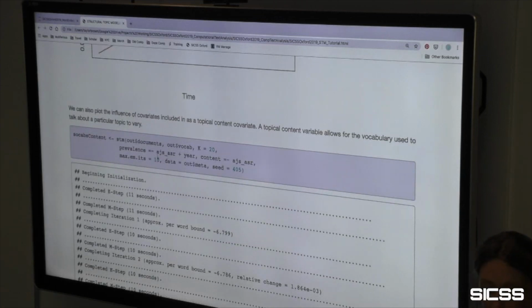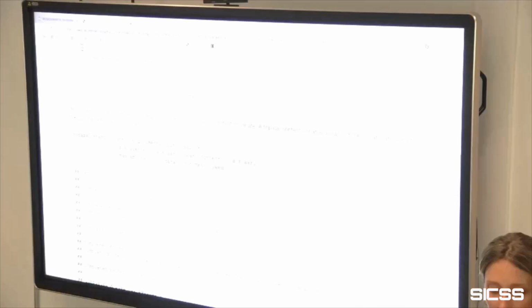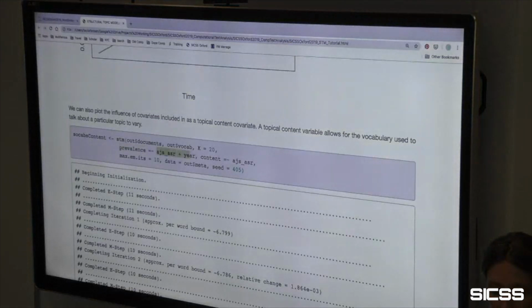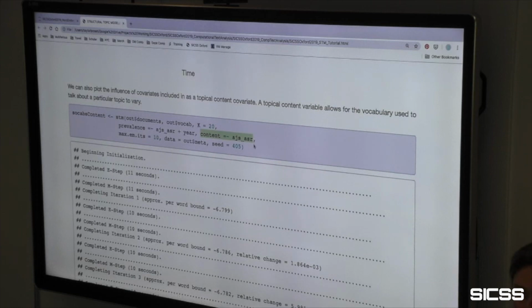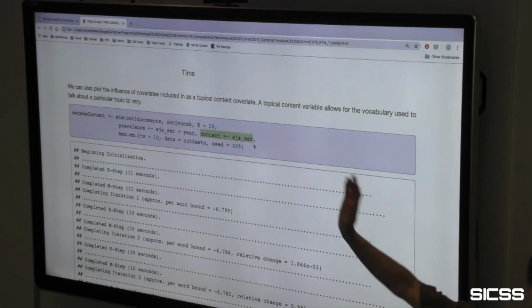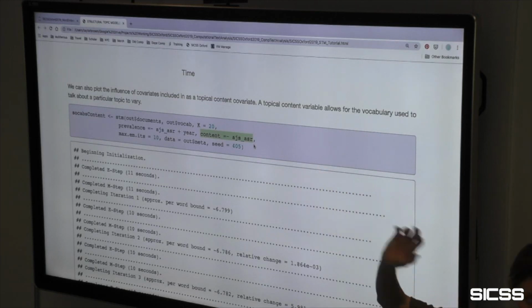You're estimating the STM with a little function where we're saying determine the content. Oh, that should change. Sorry about that. According to the AJS or ASR variables. Oh, here, this is where I did it right. So we've changed the prevalence according to both of these variables, but we want to know how the content changes just depending on if it's in AJS and ASR or in the other journals. Does that make sense? So here we're estimating both content and prevalence.